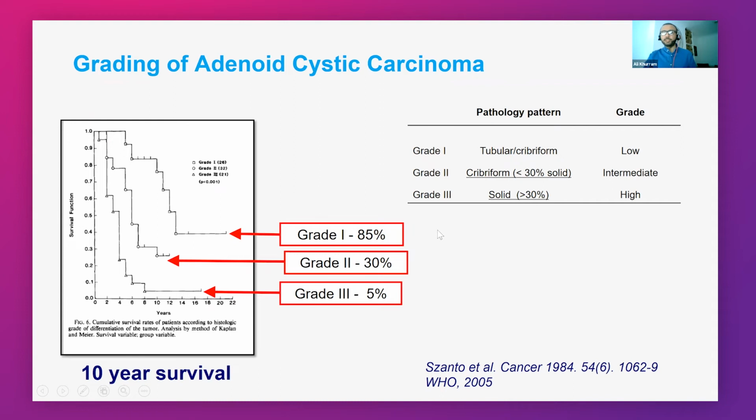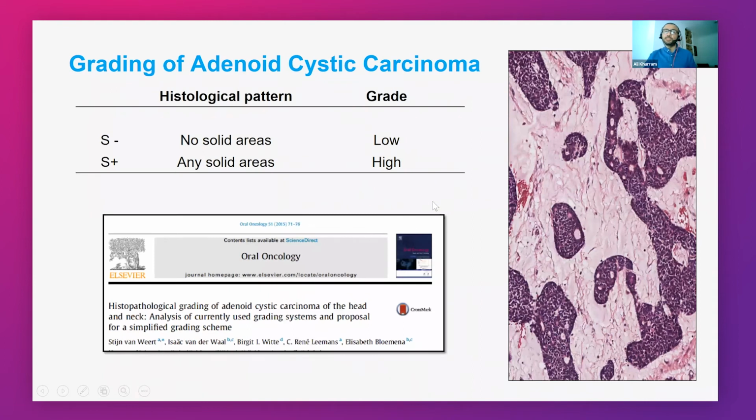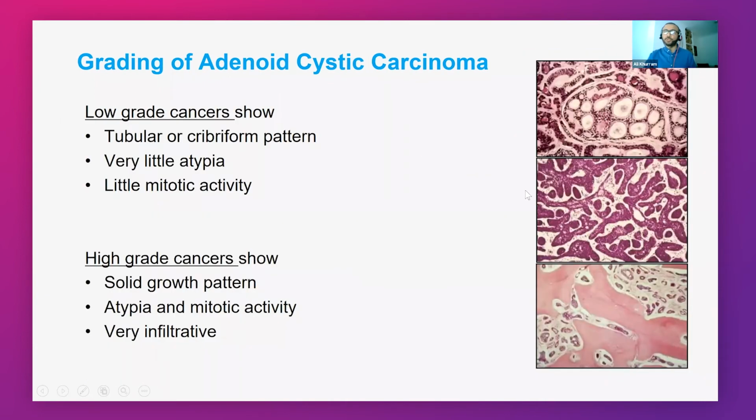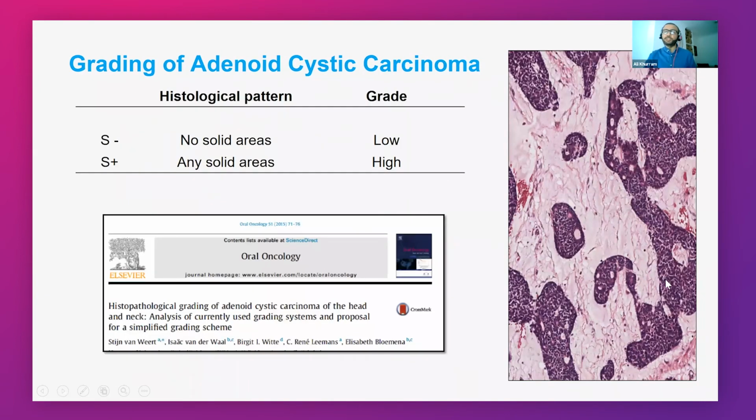Now, the problem with this grading system was that 3 grades always create a lot of problems. A lot of people sit on the fence and go for grade 2. It increases the subjectivity, and it's not like a binary scoring system. So to overcome that, recently a simpler approach has been recommended, that we should just look for solid areas. Anytime we see this dark blue appearance and not the cribriform appearance that you saw here, presence of any of these areas should make something high grade.